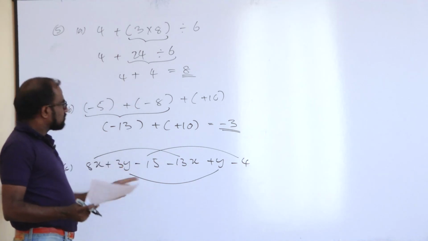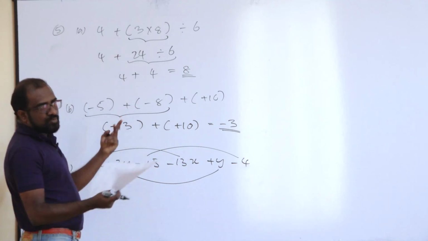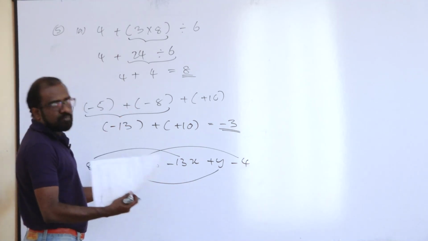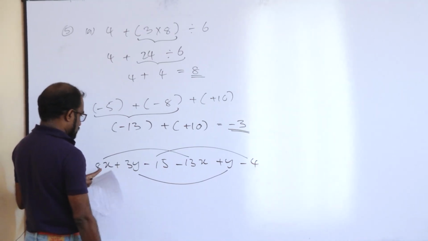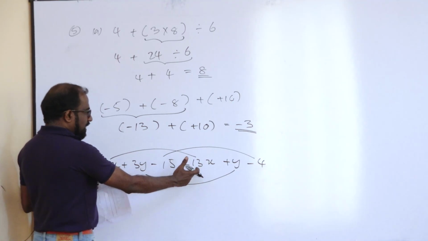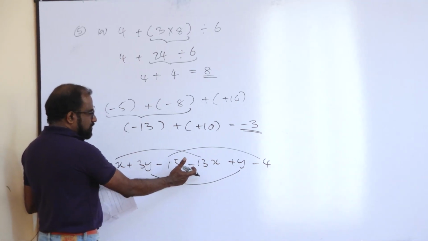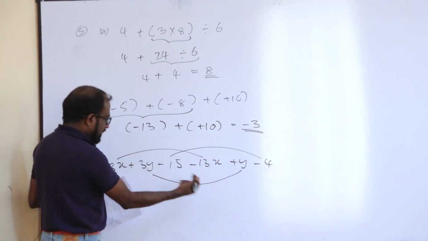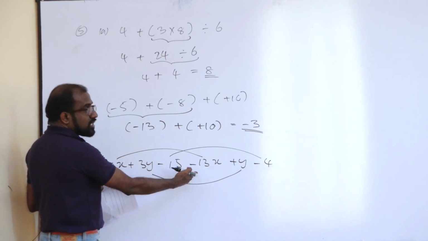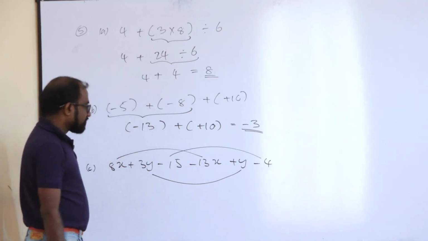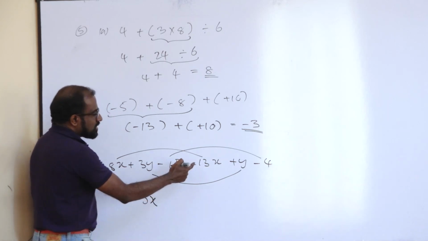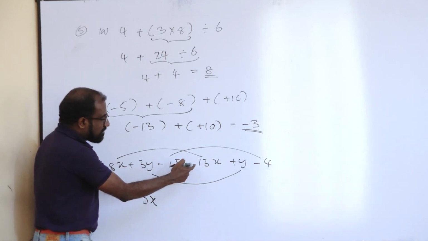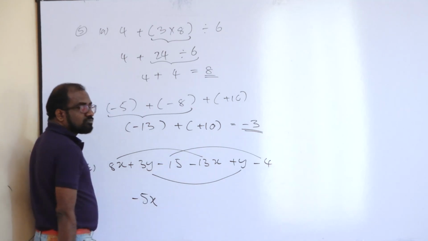How do we simplify? Same rule: same sign add, different sign subtract, symbol from the largest. Let's look at 8x and 13x. Look at the two signs. Same sign or different sign? Different sign, one plus and one minus. So subtract. 13x subtract 8x is 5x. The symbol comes from the largest number, minus.